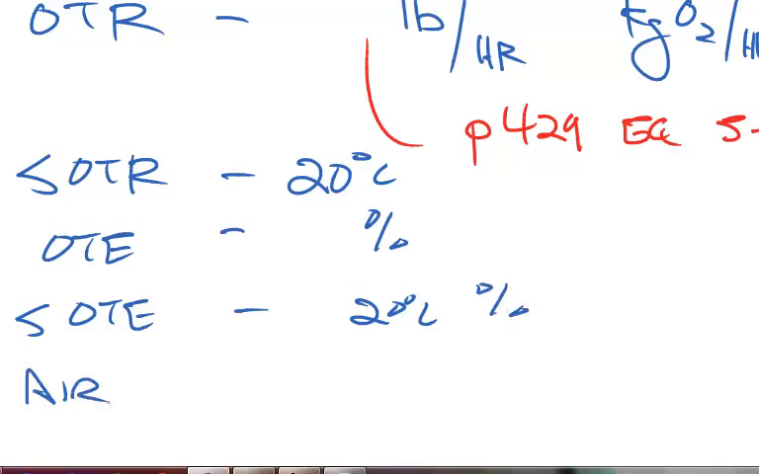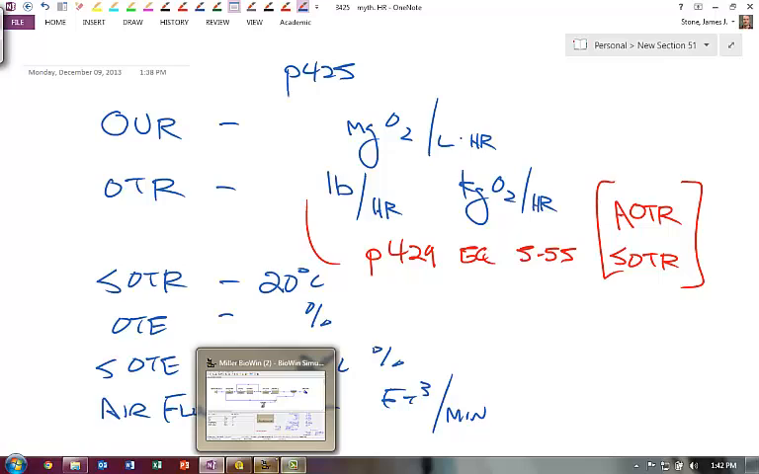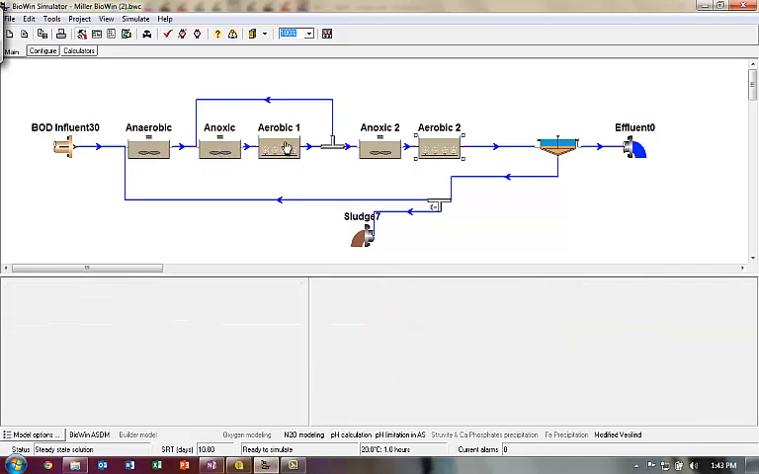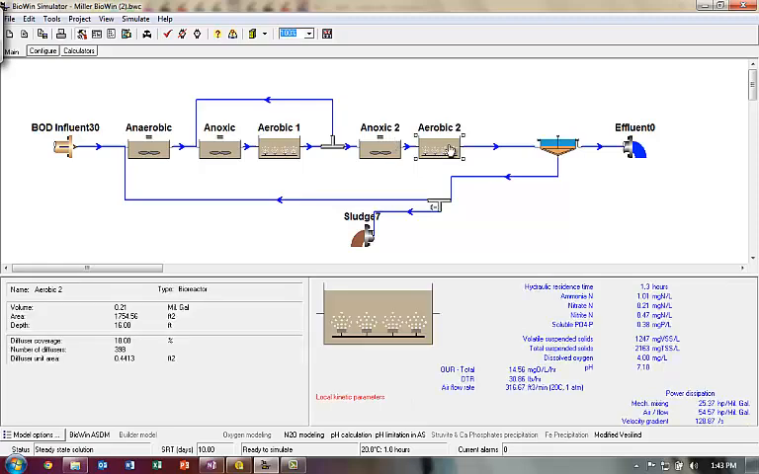And then you've also got an opportunity to monitor the air flow rate, and that would be in cubic feet per minute. And so we have those in our parameters here, and so what we need to do is go into BioWin. And so this is an example of looks like the south plant, and we have an anaerobic, anoxic, aerobic, anoxic basin, and then followed by an aerobic basin. So we have two aerobic basins. I'm just going to click on the first one here for this example.